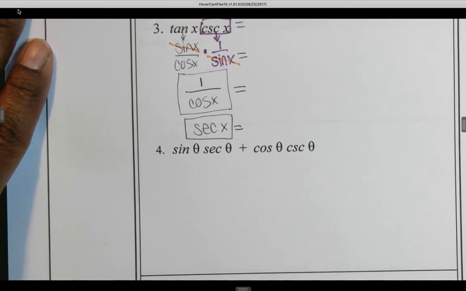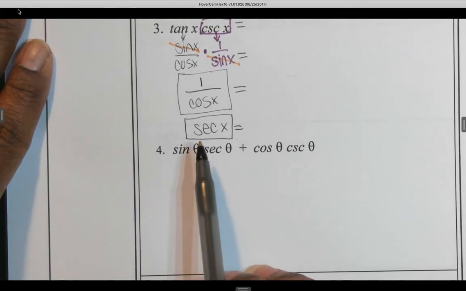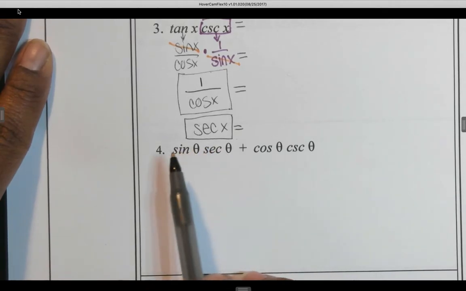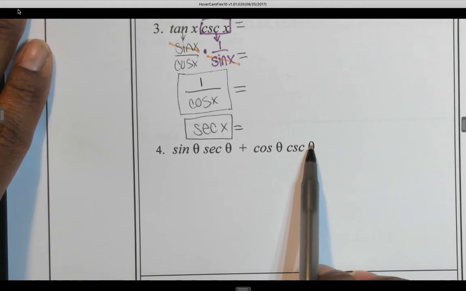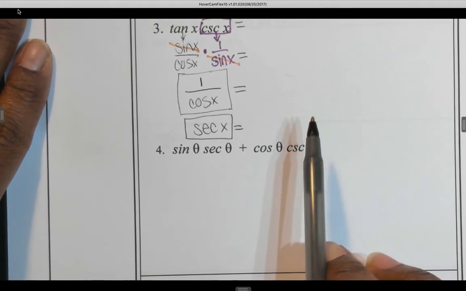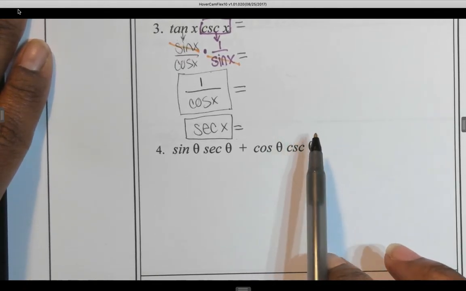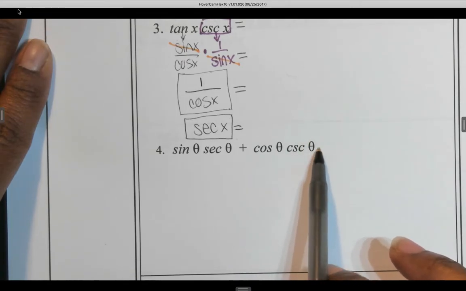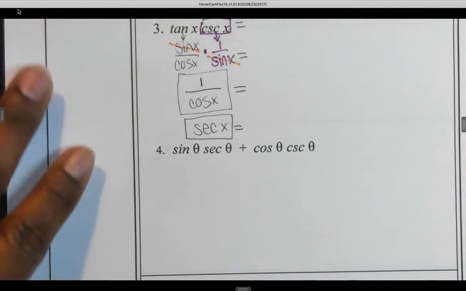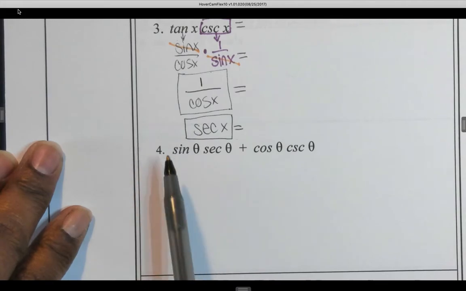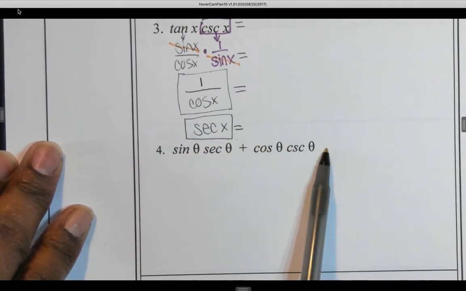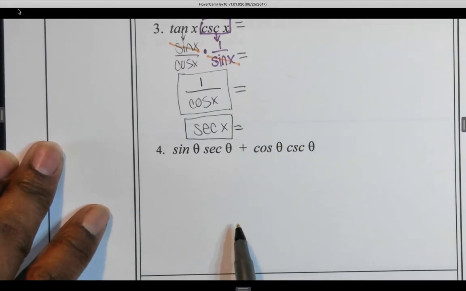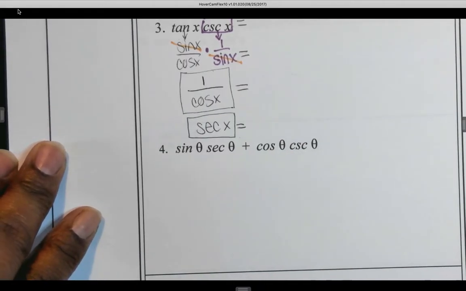All right, let's try another one. This one says sine theta times secant theta, plus cosine theta times cosecant theta. Again, theta could be x, it could be y, it could be theta, beta, alpha, gamma, it could be any letter in the English or Greek alphabet. That's just my angle. We're not looking for that. We're just looking to take this long expression with 4 different trig functions and try to simplify it down to something a little smaller. Again, I'm going to take that suggestion and rewrite everything in terms of sine and cosine.